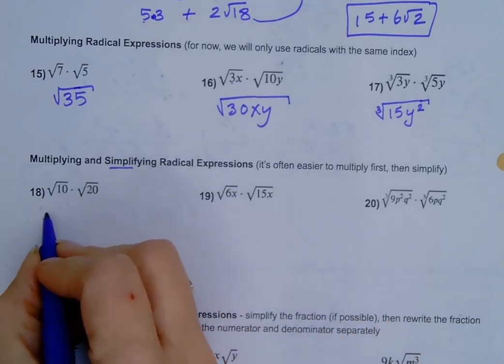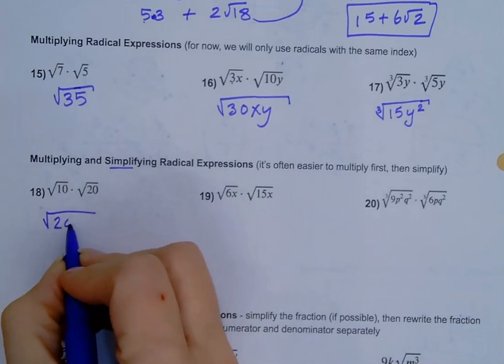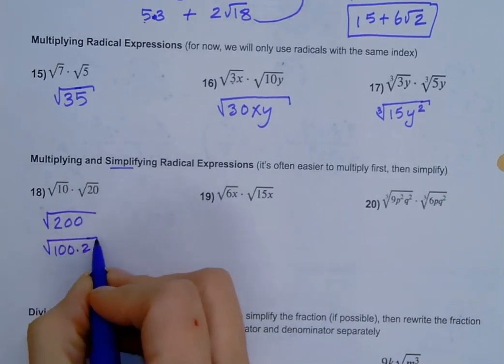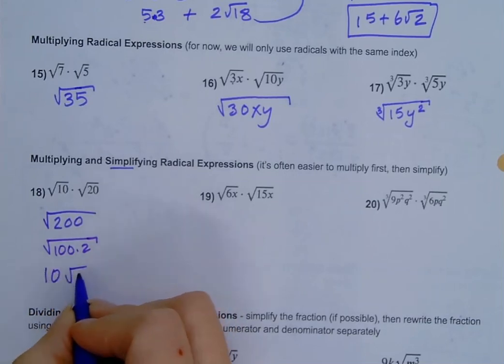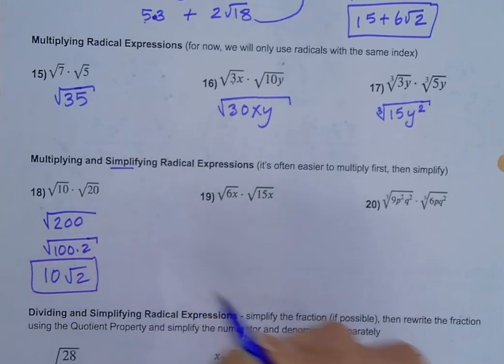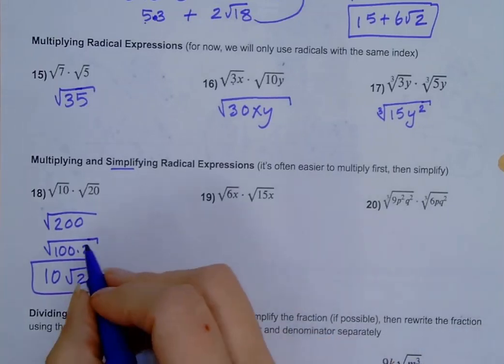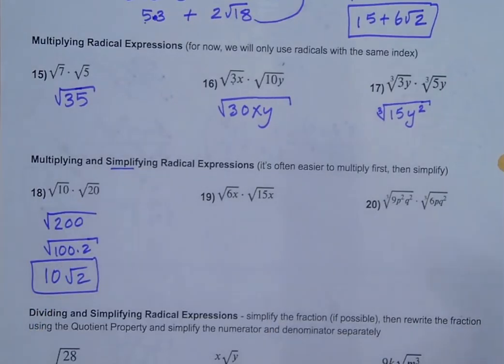I'm going to rewrite this as the square root of 10 times 20, so 200. And now I know that's the square root of 100 times 2, right? So it's going to be 10 times the square root of 2. You could do it the other way, and you would eventually get to the same answer. But I kind of think that's the easier way to do this.